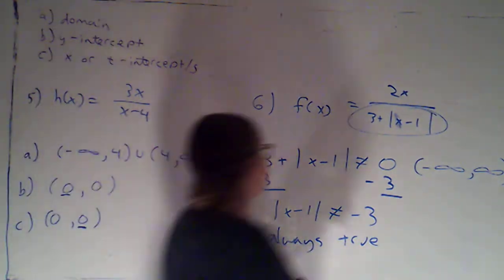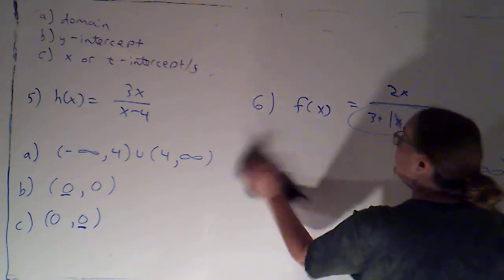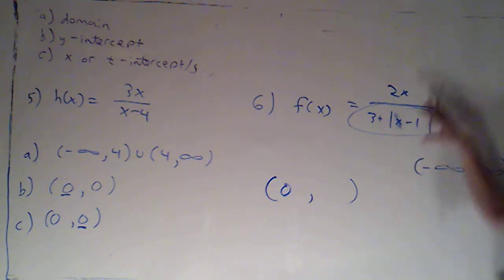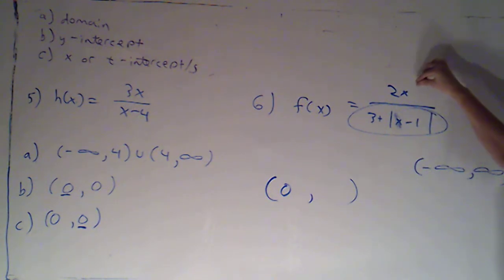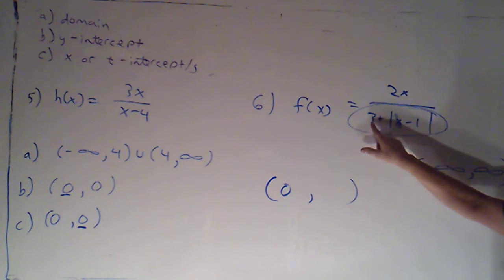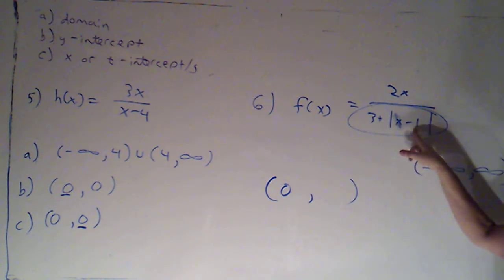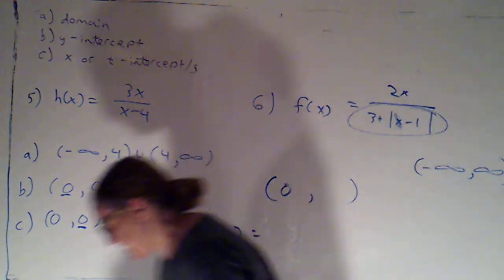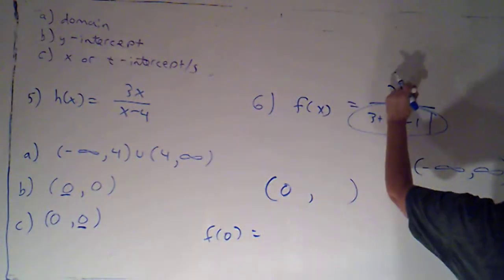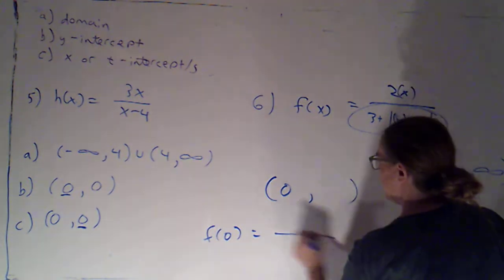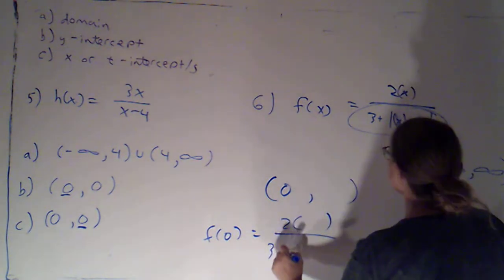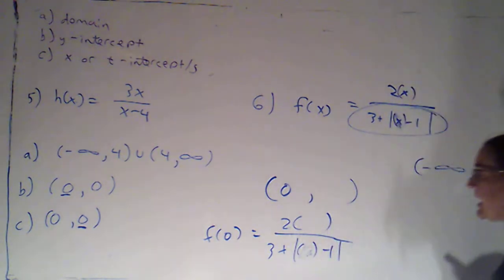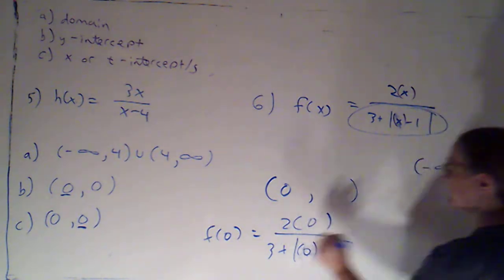All right, then finding the y-intercept. So that's going to mean that x is equal to 0. And I can see if I plug in 0, I'm going to get 0 over 3 plus 1. Let's actually work that out. F of 0 is going to be 2 times my input over 3 plus the absolute value of my input, minus 1. My input is just 0. I'm going to plug that in.